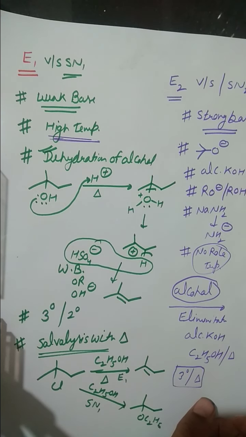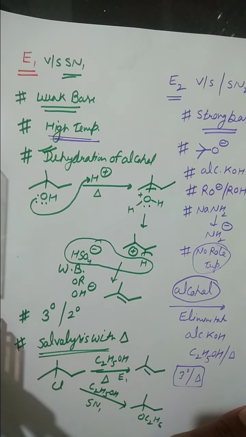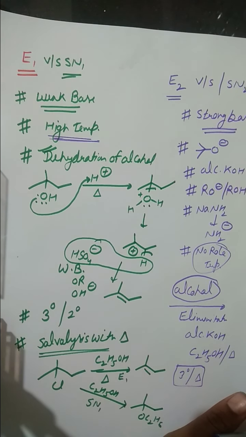So these are some factors, students, according to which we can decide which reaction and which mechanism we have to perform. Always remember, there is competition between E1 and SN1, as well as competition between E2 and SN2. There are different factors. You have to remember these factors to decide the mechanism of the reaction.